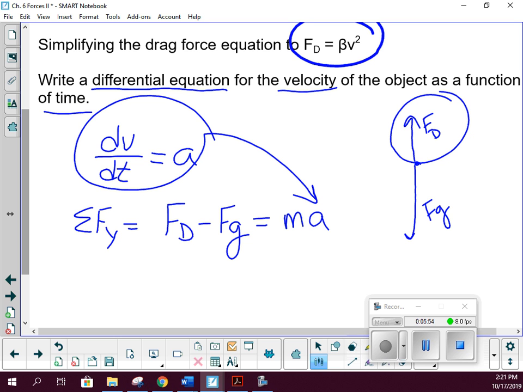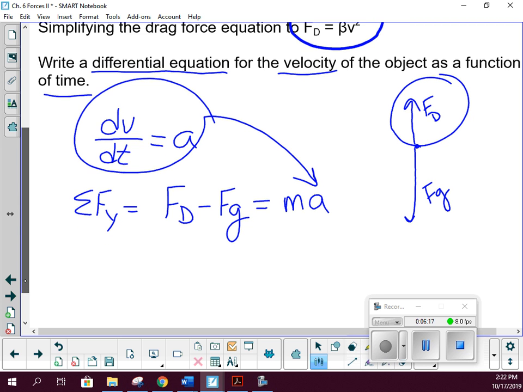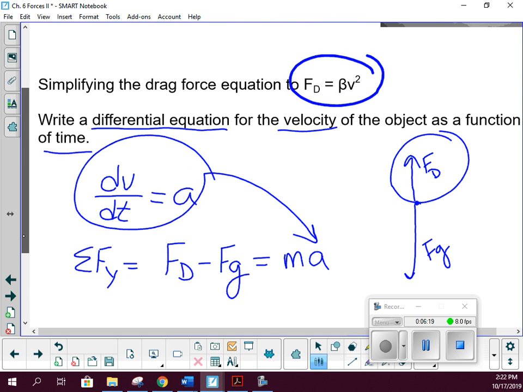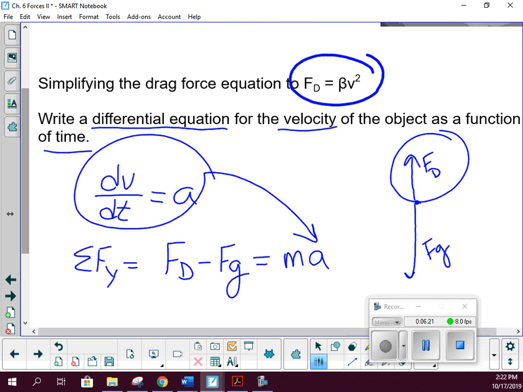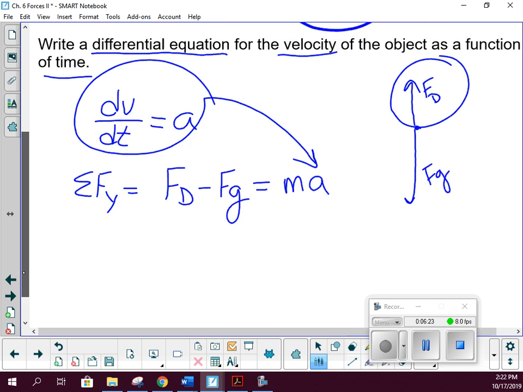And then we also need to drill down a little bit more on these, because my entire differential equation needs to be in terms of velocity and time and then constants. When we're writing a differential equation, we need to have velocity in it, we need to have time in it, and we need to have constants and no other variables. So our F_D and our F_G are other variables, so we need to start substituting some other things in too. Okay, so we know our drag force is this beta times velocity squared, so let's go ahead and sub that in.